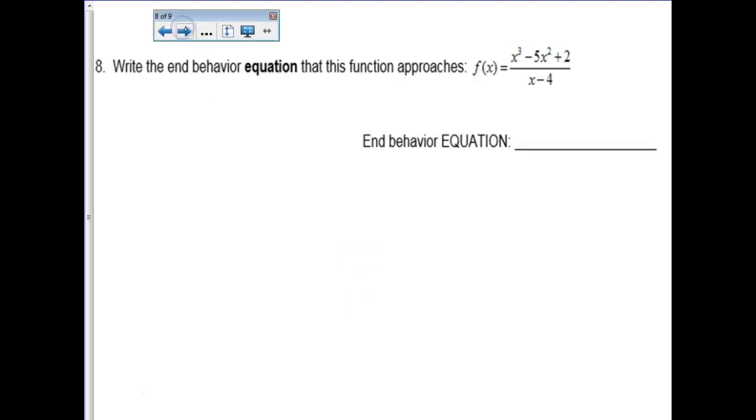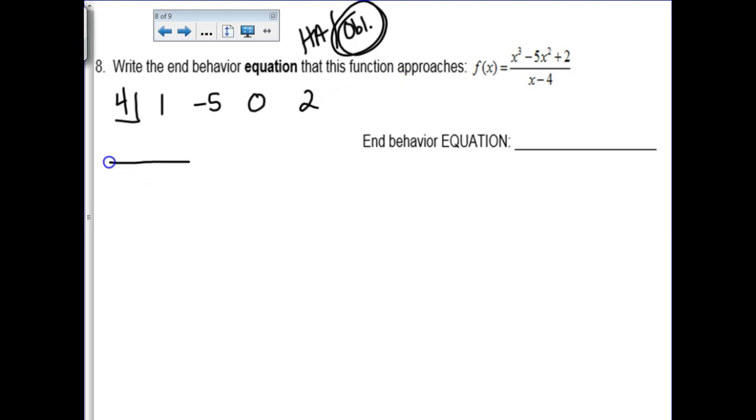Okay, and then here, write the end behavior equation. This is fancy talk for the horizontal asymptote or the oblique asymptote. So I notice here we have a top-heavy equation, which means we are going to find the oblique asymptote, which requires either long division or synthetic division. Since most of you like synthetic division, and this one would work out nicely in synthetic division, go ahead and do it. 4, and then we got a 1, a negative 5. Uh-oh, be careful, there's a missing term there. There's no linear term. So as much as you love synthetic division, you better be able to perform it accurately.